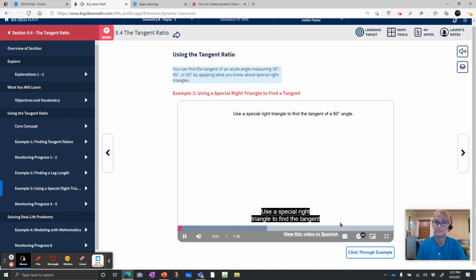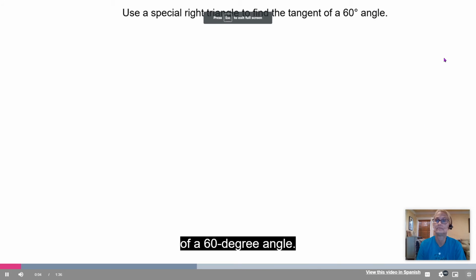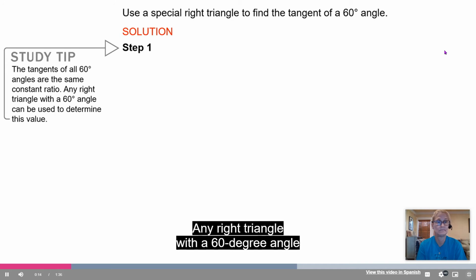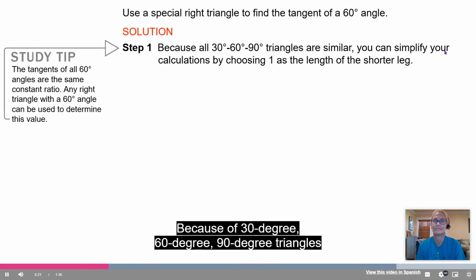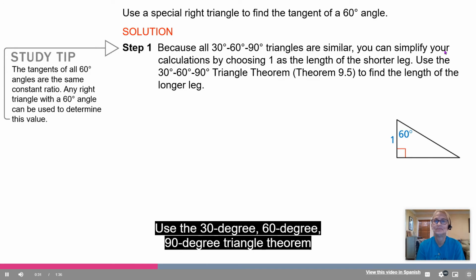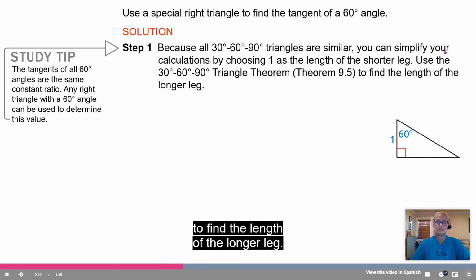Use a special right triangle to find the tangent of a 60-degree angle. Solution. Step 1. The tangents of all 60-degree angles are the same constant ratio. Any right triangle with a 60-degree angle can be used to determine this value. Because all 30-60-90 triangles are similar, you can simplify your calculations by choosing 1 as the length of the shorter leg. Use the 30-60-90 triangle theorem to find the length of the longer leg.